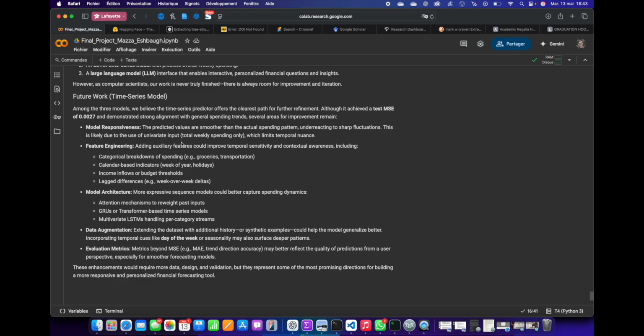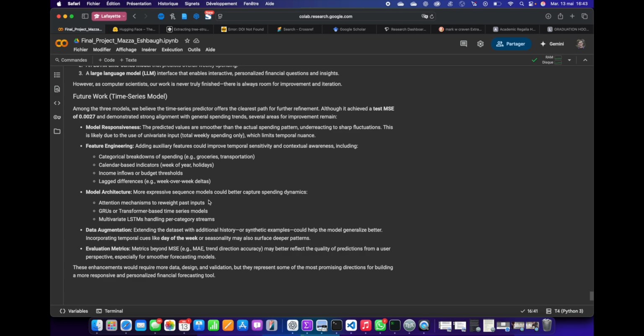We can engineer and give it more features. Adding auxiliary features is a great idea: categorical breakdowns to implement categories, and calendar-based indicators. Things like which week it is, is it week 1, 52, whatever? Is it a holiday week, like Christmas week? What day of the week is it even? You can add that kind of stuff in.